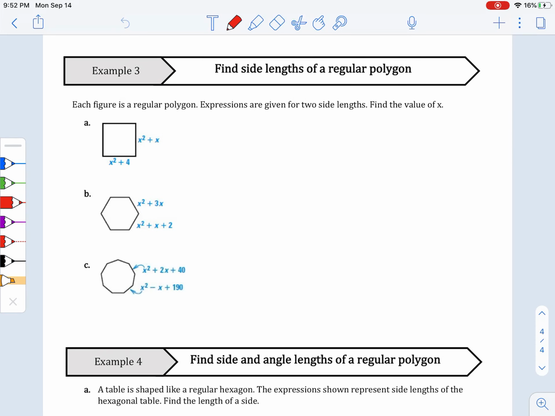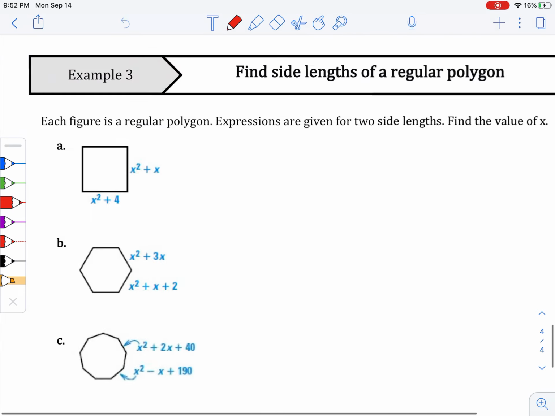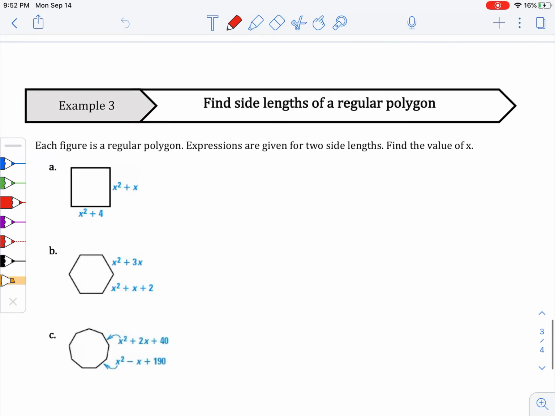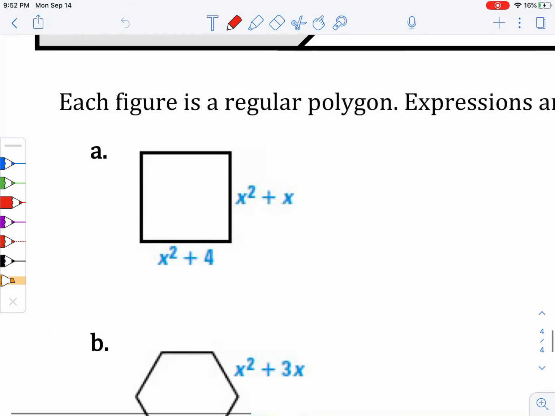Whenever we talk about regular polygons, the key thing here is that all sides are equal and all angles are equal. So when I throw in these algebraic expressions, you're not adding them to a total, you're going to set them equal to each other, because we know that the sides have to be equal and angles have to be equal. So I'm on the 4th page here, example 3, part A.